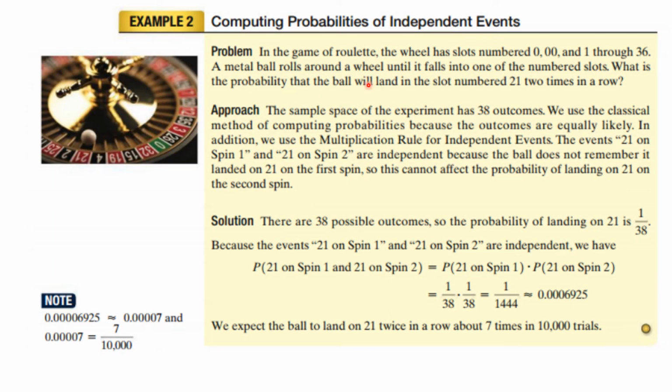Here's an example. In a game of roulette, the wheel has slots numbered 0, 00, and 1 through 36. A metal ball rolls around the wheel until it falls into one of the numbered slots. What's the probability the ball will land in slot number 21 two times in a row? Well, since there are 38 possibilities, the probability of landing on 21 is 1 out of 38. And the spins are independent, so you take 1 over 38 times 1 over 38, which is 1 over 1444, or approximately this number. And that's approximately 7 times in 10,000 trials. And here's how we came up with that idea.